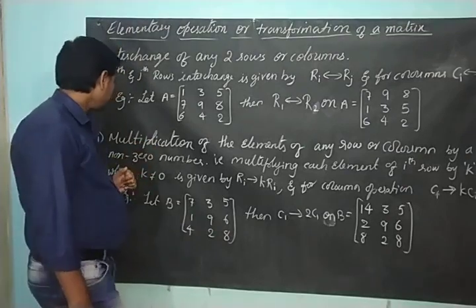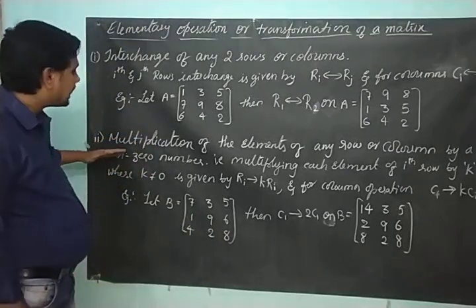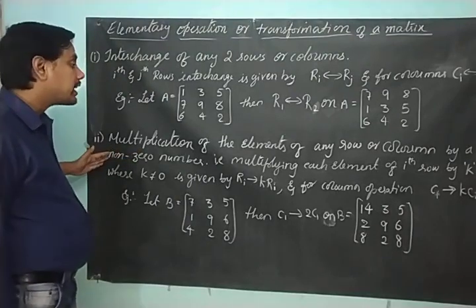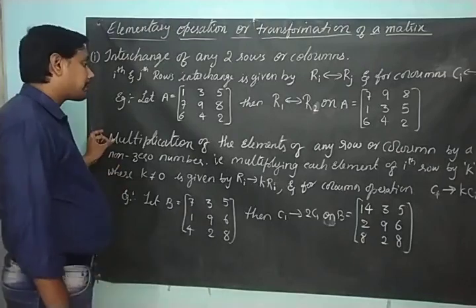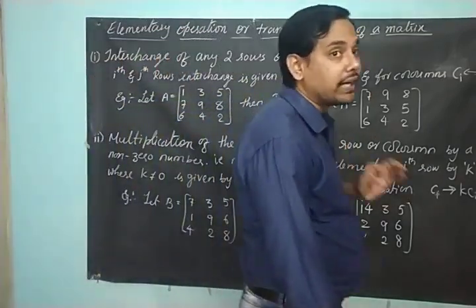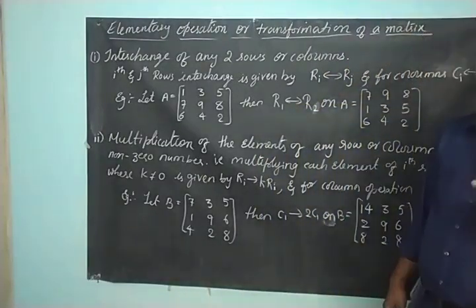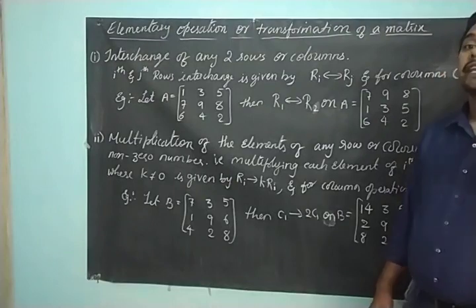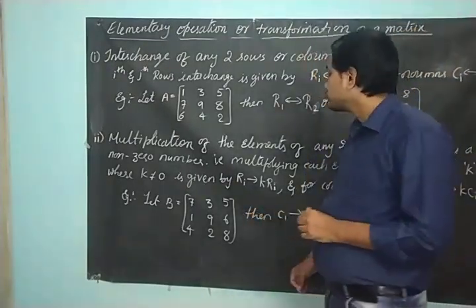So I hope the first transformation is much clear. Let's move on to the next one: multiplication of elements of any row or column by a non-zero number.